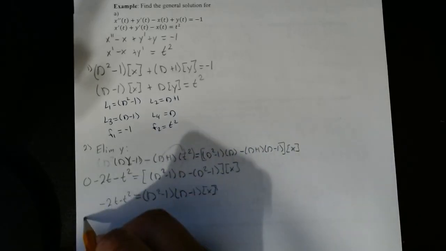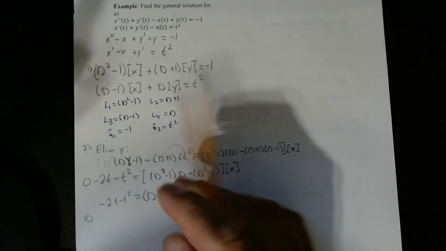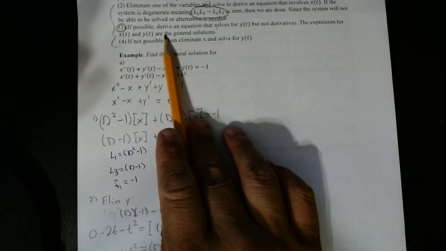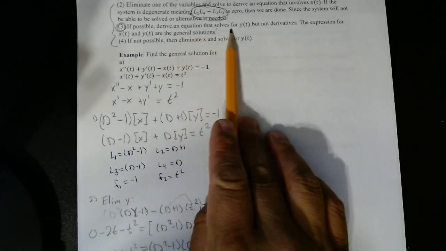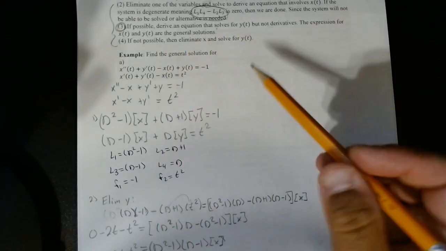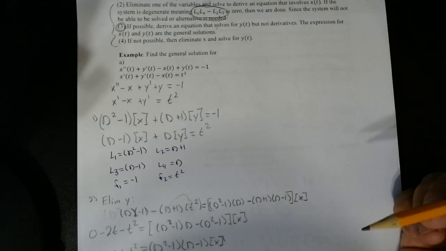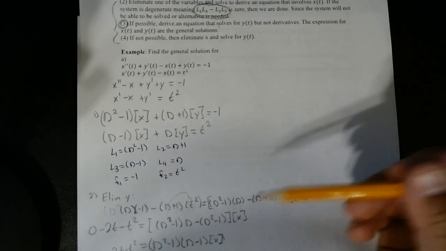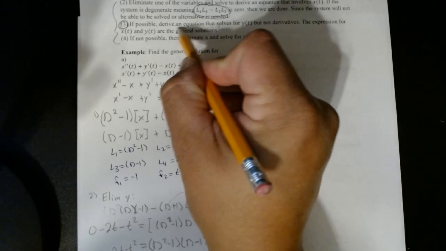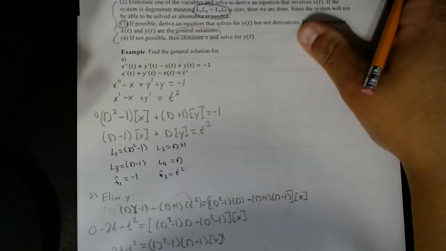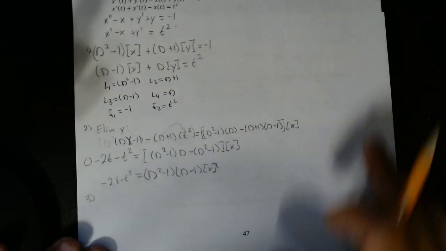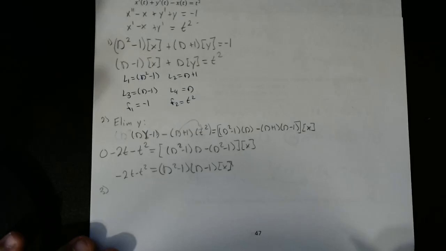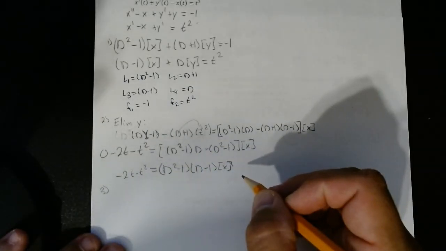So let's go on to step 3, which is actually solving. So if possible, derive an equation that solves for y of t, but not the derivative. So we did the opposite. We solve for an equation that's derived with just x of t. And then from there, find the general solution. So this is where the lengthiest part comes into play, because we have no choice but to do all the other process to get there. So which means, how do we solve the differential equation?